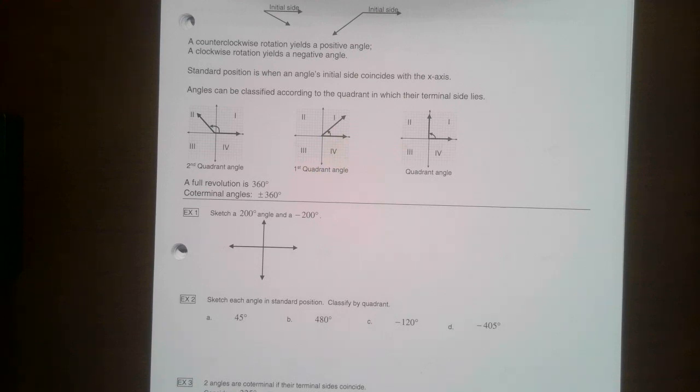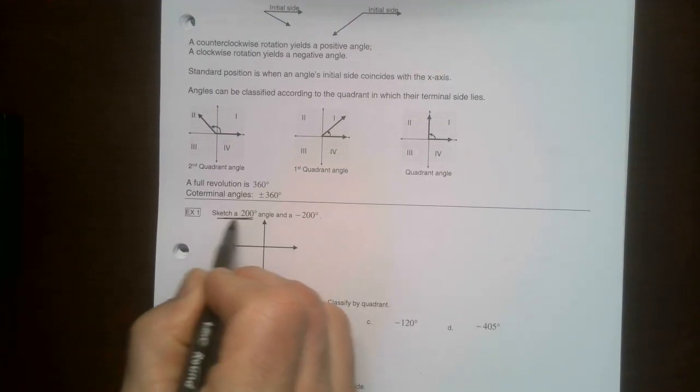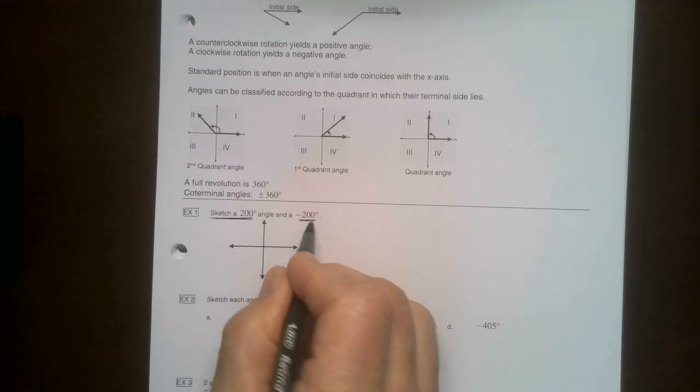All right, final section of Algebra 2B. This trimester must be coming to an end, but here we go. Sketch a 200-degree angle and a negative 200-degree angle.